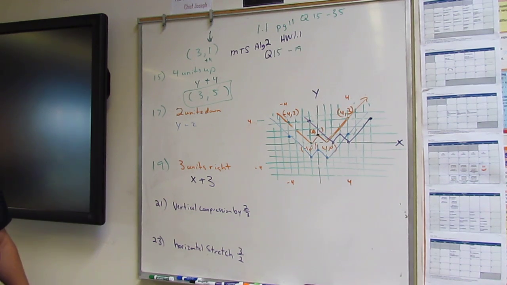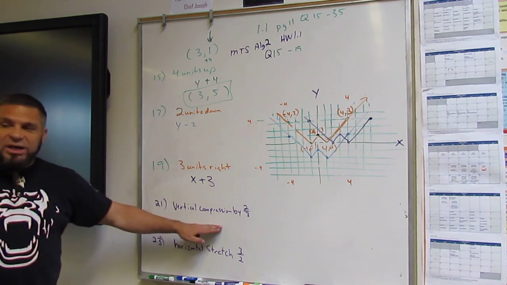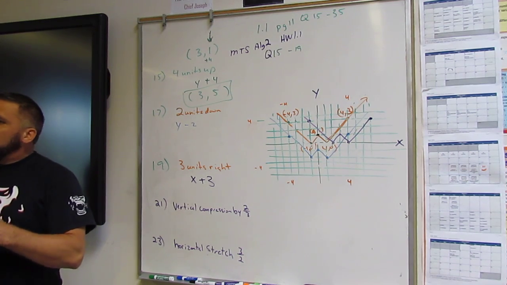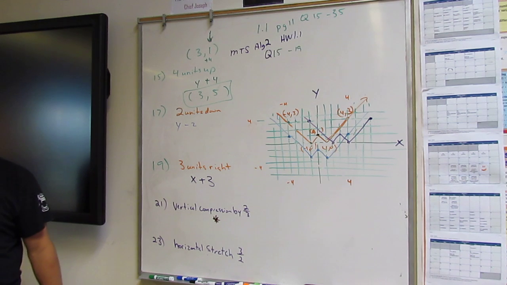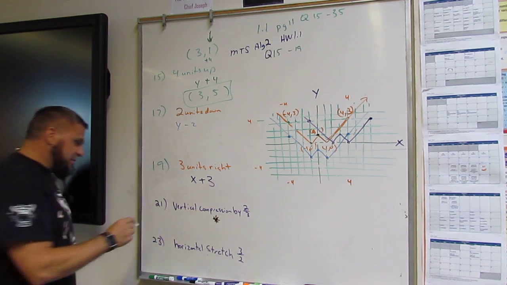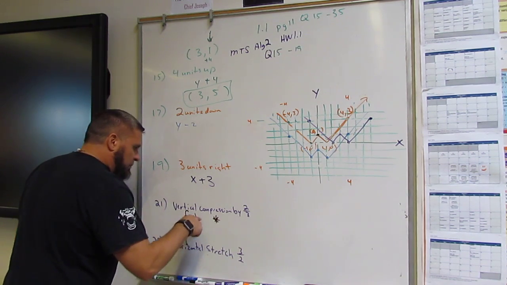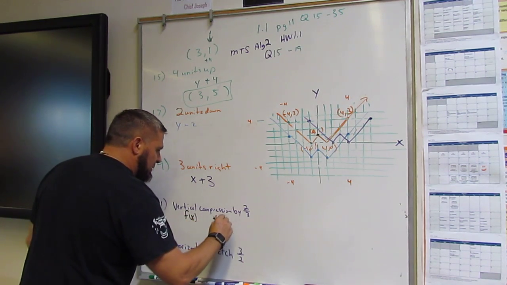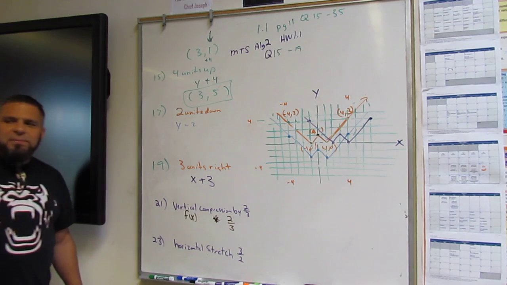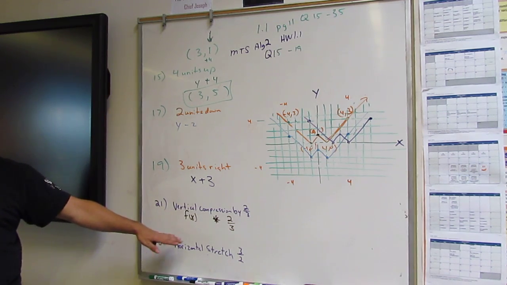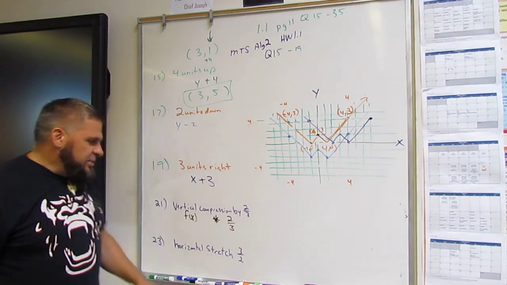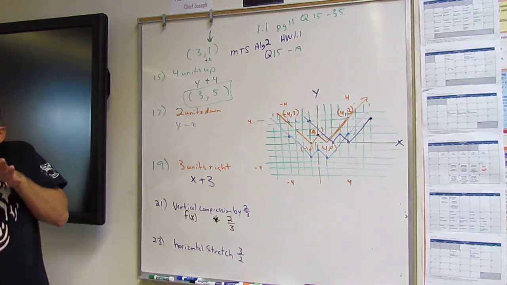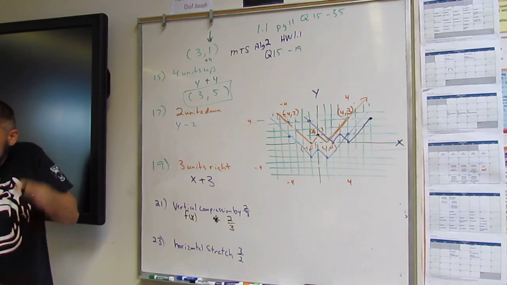Okay, so, vertical compression. Remember, compression is multiplying, right? Vertical, what does that mean? F of x. Very good. F of x compressed by 2/3. Now, remember, this isn't a function. We're not doing it to a function. We're actually just compressing this. So if we talk about compressing it vertically, we're just going to make it thinner.